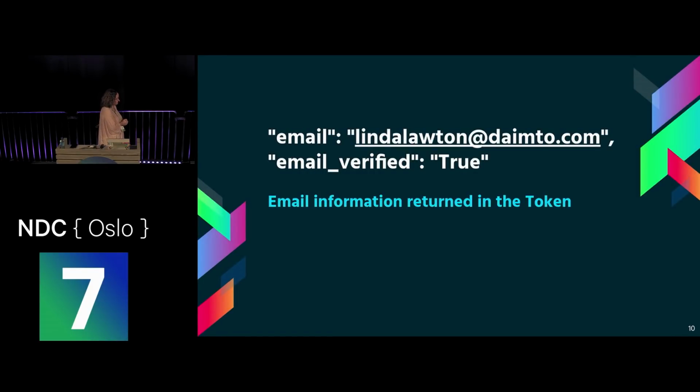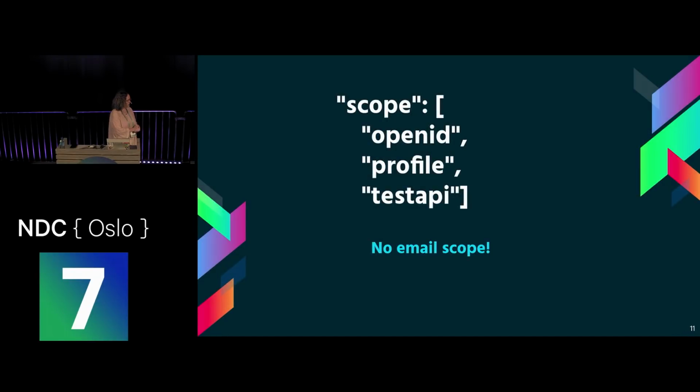Well, that's perfectly fine. So this is returned in our claims. The user info is returned, email and email verified. Well, that was kind of cool, so it's obviously working, except that if we look at the actual token and we look at the scopes that the client sent to return the information, there's no email scope there. So somebody went in and hard-coded returning the email claims to the identity server.